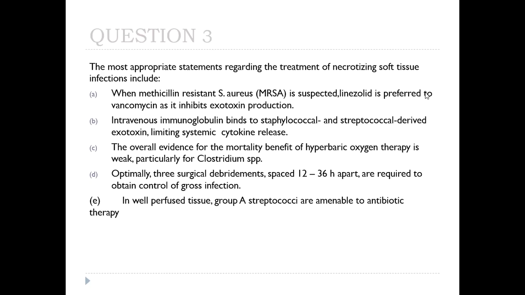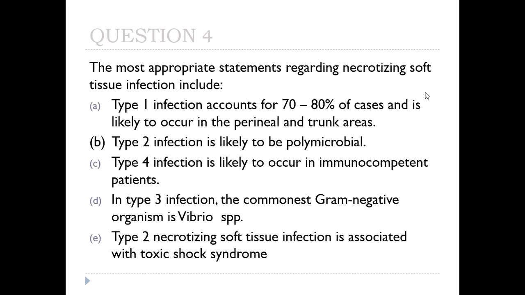Which is correct? Linezolid is an antitoxin. Exotoxin. Okay, what about B? C? Okay? You can read it. You don't have time to go into detail. But last question.